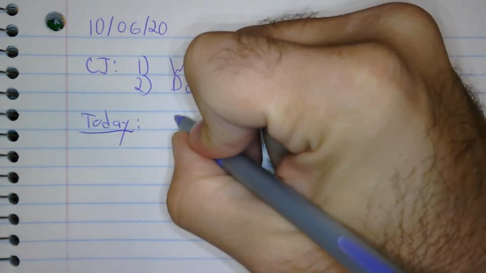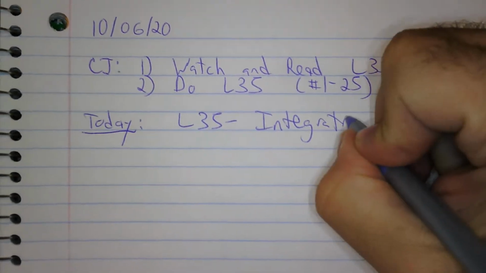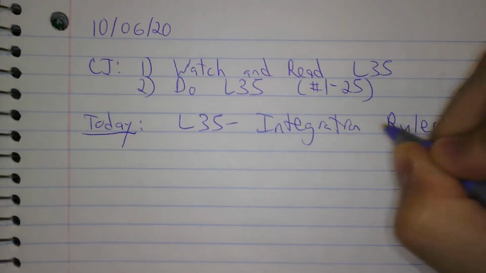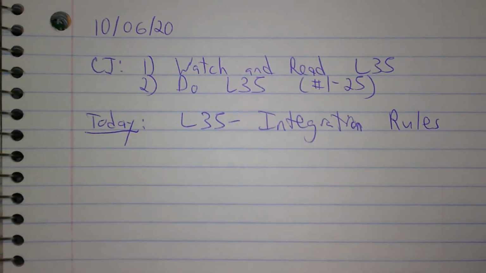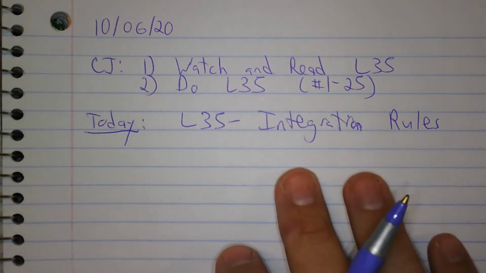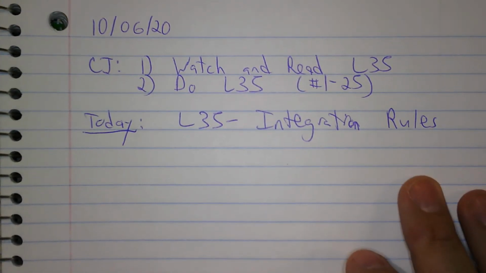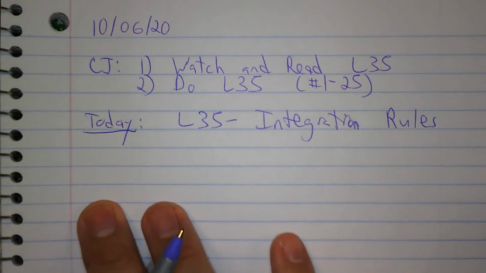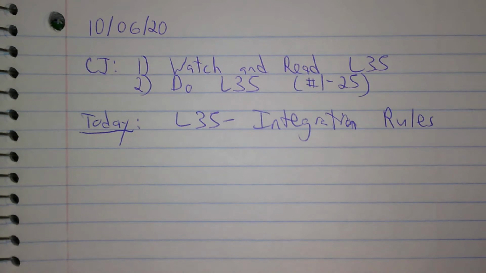All right, so today we are going to be looking at lesson 35, which is on integration rules. These are really integration shortcuts, but you're not going to learn the long way to do integration, not this year. Just like for differentiation, we had the limit definition of the derivative and then we got shortcut rules. For integration, there's a long way to do it, which you're not learning, and then there's just the shortcut rules. That's what we're doing today, integration shortcut rules.